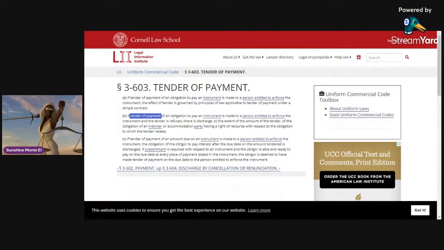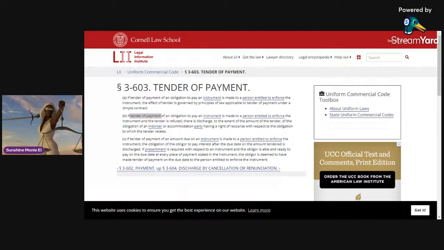So F, tender of payment, which we said was an unconditional offer to pay a debt. So if the offer to pay a debt of an obligation to pay an instrument, it basically says it twice. So why would you even need to put tender of payment? You basically said it two times. But if an obligation to pay an instrument is made to a person entitled to enforce the instrument. And so what's the entitled? Let's talk about that.